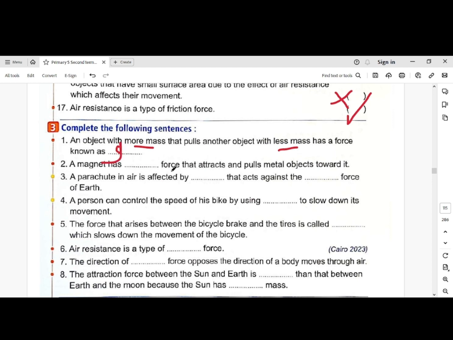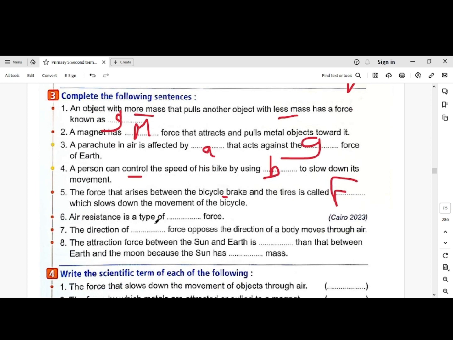A magnet has a space force, magnetic force, that affects and pulls metal objects toward it. A parachute in air is affected by air resistance that acts against the space force of Earth, the gravity force of Earth. A person can control the speed of his bike by using a brake to slow down its movement. The force that arises between the bicycle brake and the tire is called friction force, which slows down the movement of the bicycle. Air resistance is a type of space force, is a type of friction force.